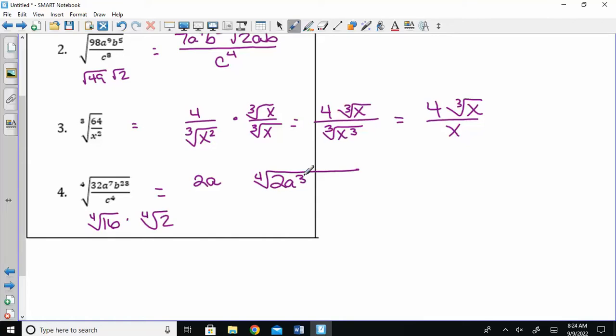If we have 23 B's, how many groups of 4 can we make? Sorry, that's 23, not 28. So 23 B's, we can make 5 complete groups with 3 left over. And what would the denominator be? C. Questions on those? Reducing radicals.